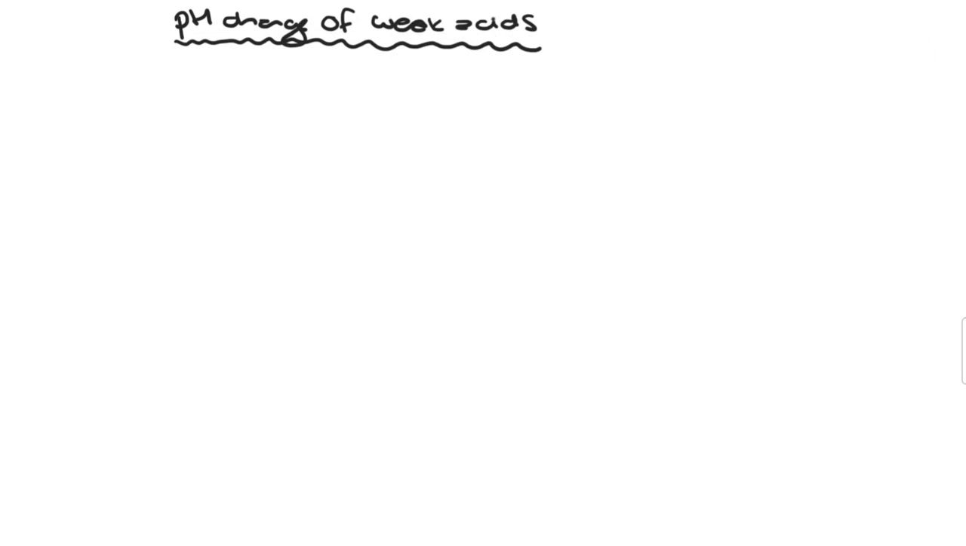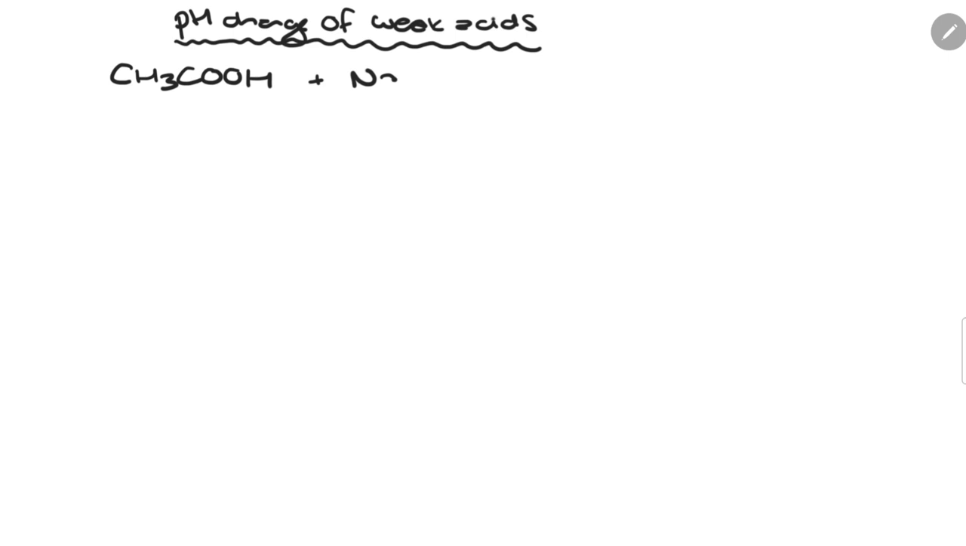Hi, and welcome to this next clip in this series of acid and alkali section for A-level chemistry. This is the seventh one in this series, and in the previous clip we looked at the pH changes of strong acids when we added a small amount of base to them. In this clip what we're going to do is do the same thing, but this time we are going to look at a weak acid.